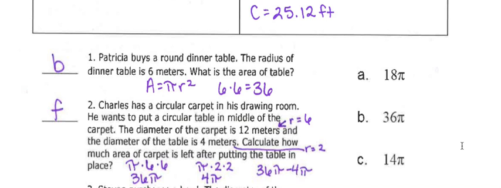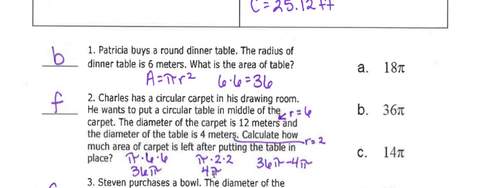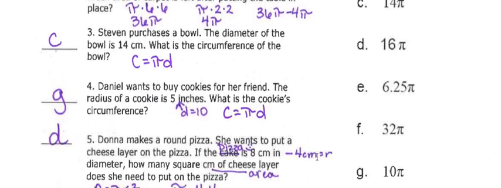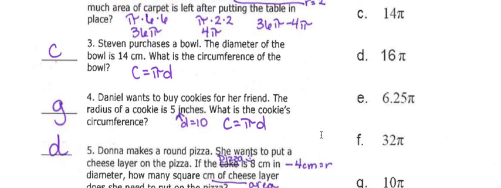This gives me diameters. I want radius. So diameter of the carpet is 12 meters. That's 6 meters radius. Diameter of the table is 4 meters. That's 2 meters radius. So I'll do pi times 6 squared, is 36 pi. That's the carpet. Pi times 2 squared, that's 4 pi. That's going to be the table. 36 minus 4, it's going to be 32. So F, 32 pi.